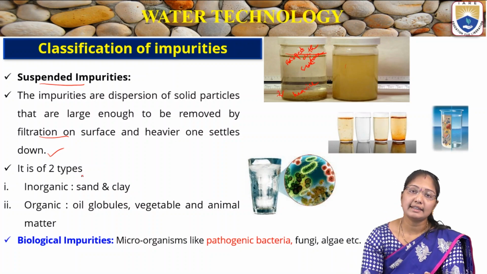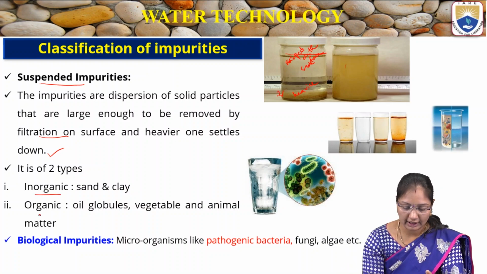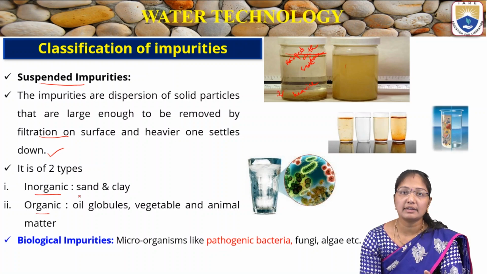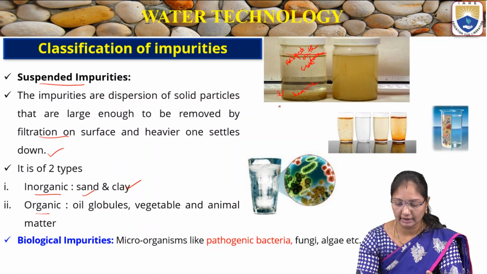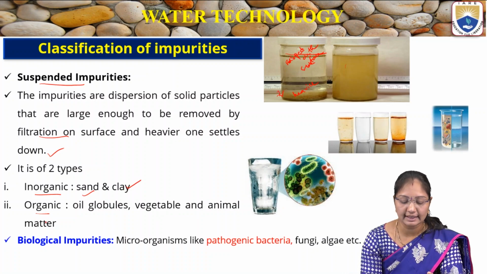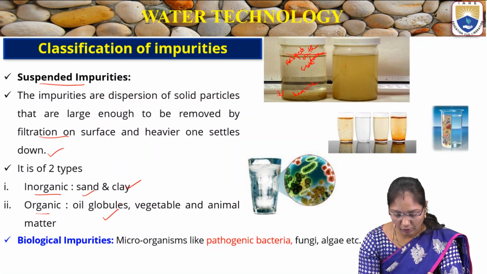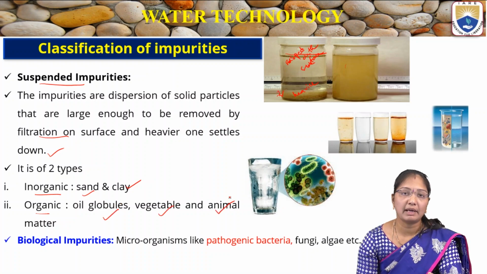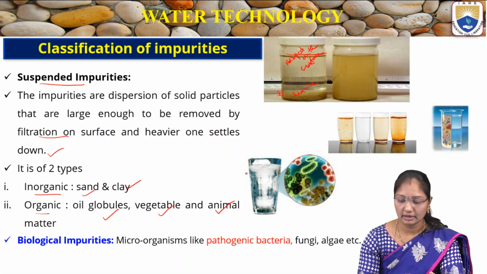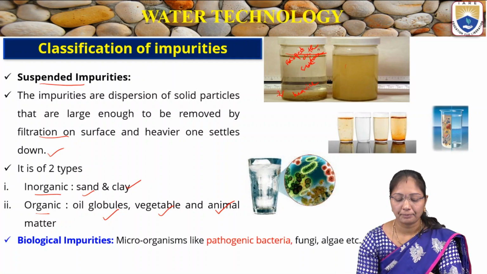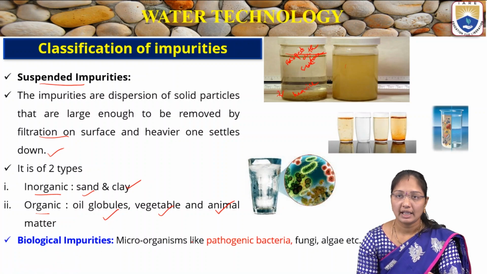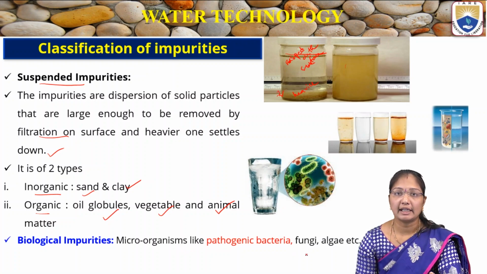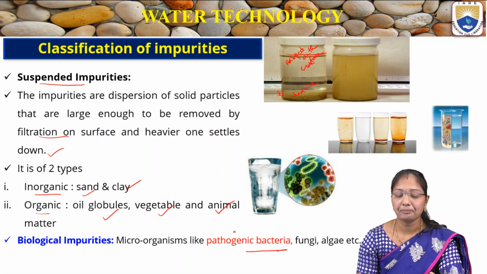Here again, this is of two types: inorganic and organic. Inorganic is nothing but sand and clay, which, due to their heavier weight, get settled at the bottom. The second is organic, like oil globules, vegetable waste and animal matter that cause impurities, and they get suspended in the water. Again, there are biological impurities like microorganisms, microbes like pathogenic or non-pathogenic bacteria or fungi, and algae, all present in the water.